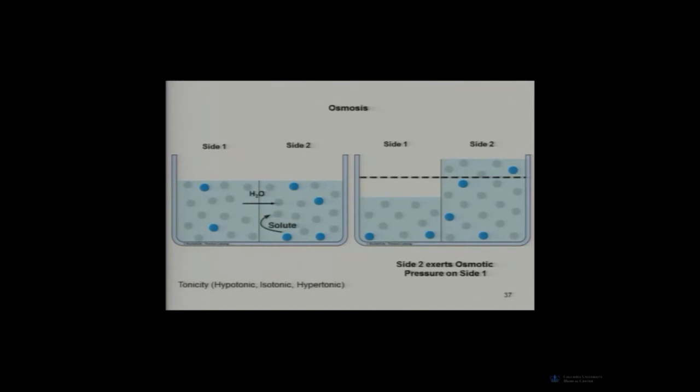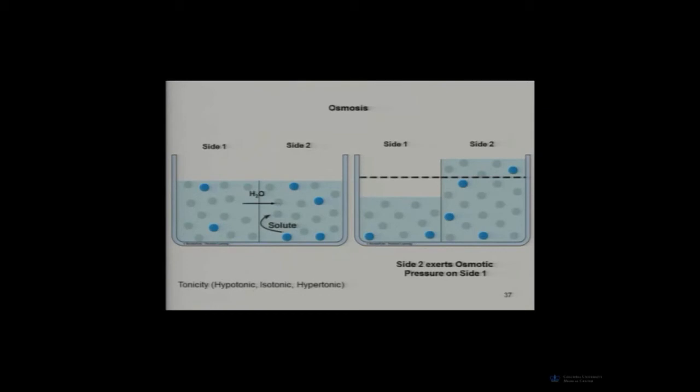So where this becomes very important is actually when we talk about tonicity, clinically, because tonicity is the effect that a solution will have on cell volume. The term tonicity is a property of a solution, and it describes the effect that that solution will have on cell volume. Okay?